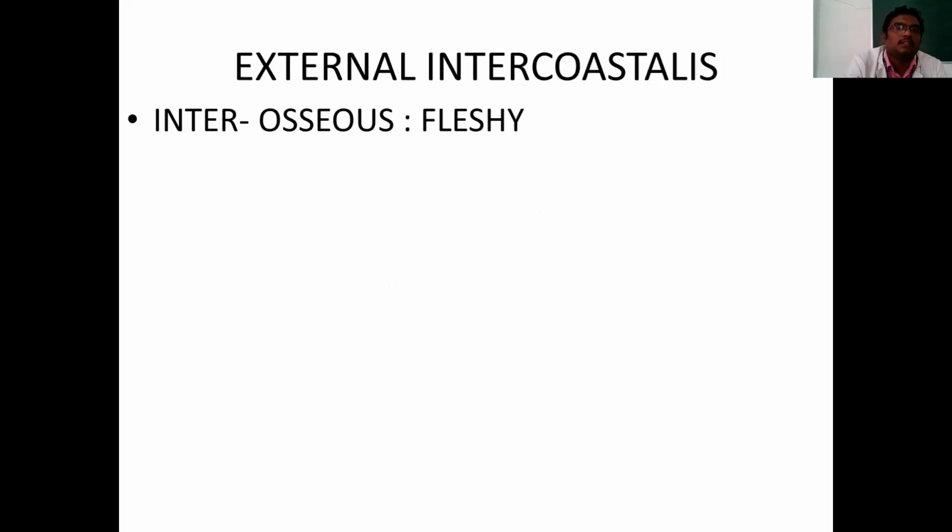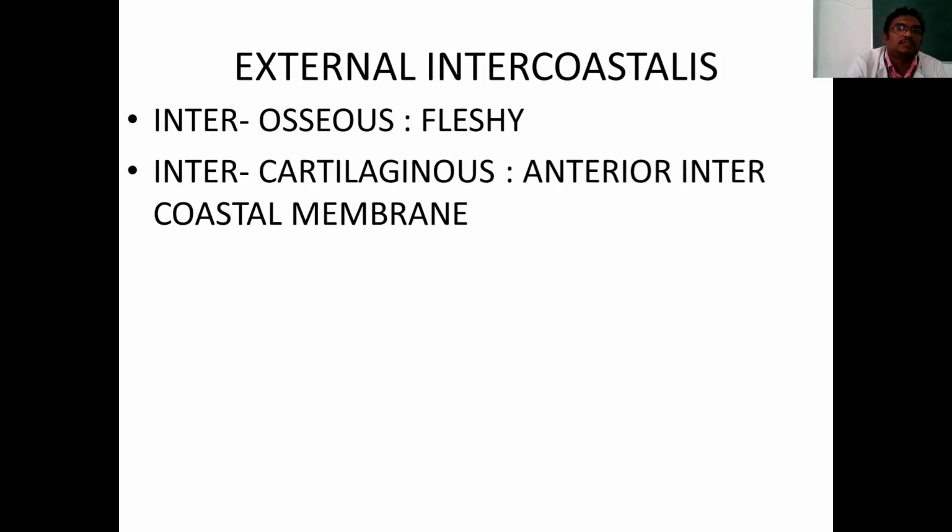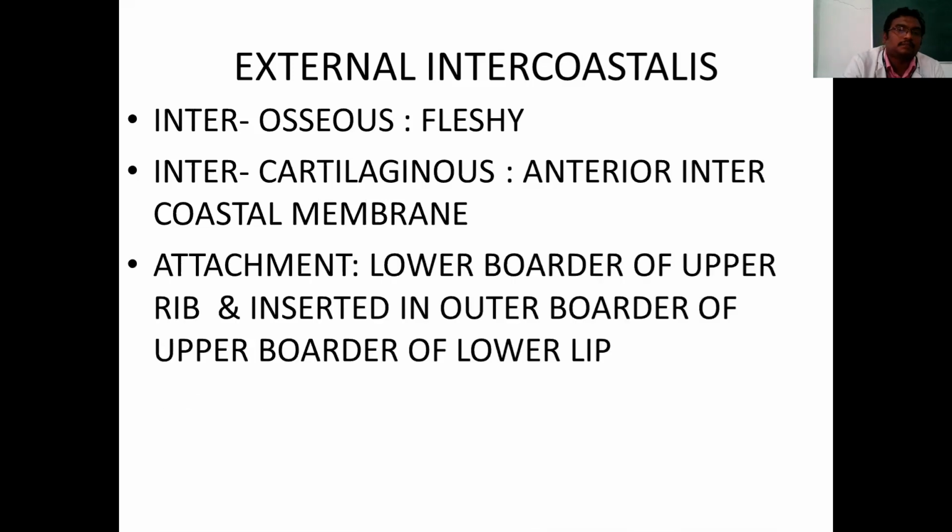External intercostal. You have two parts. One is the interosseous, the posterior part, which is fleshy in appearance. Next, you have the intercartilaginous part, the anterior part, which is covered by the anterior intercostal membrane. So the interosseous part is the fleshy part, formed by skeletal muscle, whereas the intercartilaginous anterior part is covered by the costal membrane.